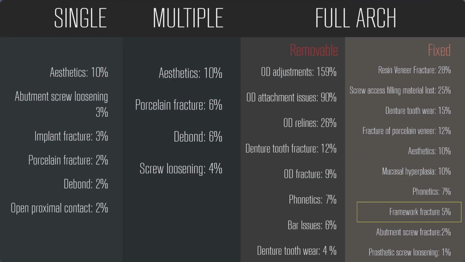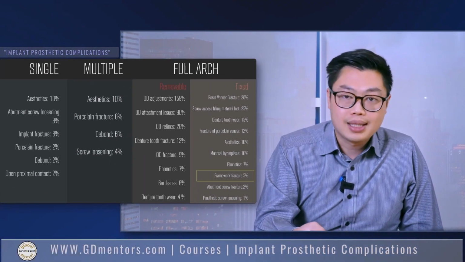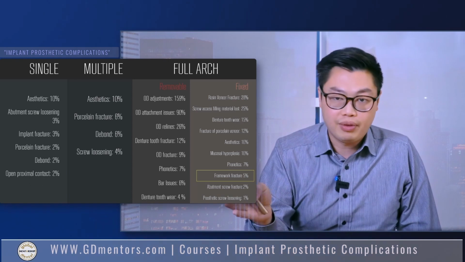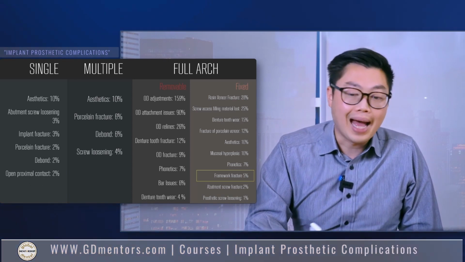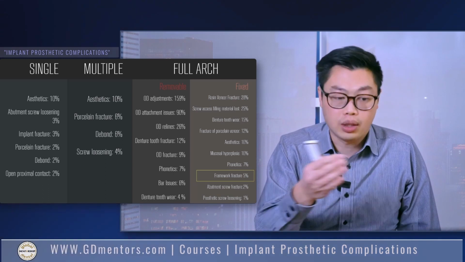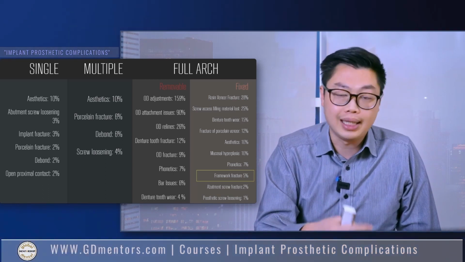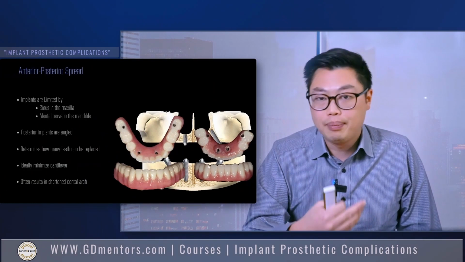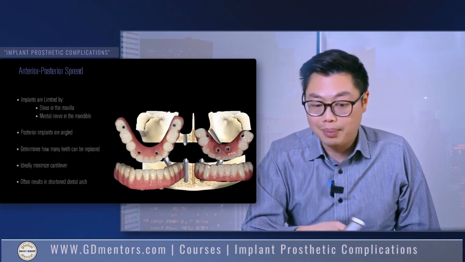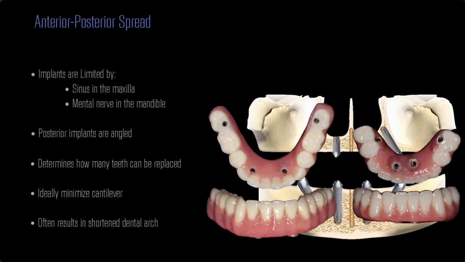So the next complication that occurs around 5% of the time is framework fracture, and that's straight-up fracture of the titanium. This is rare, but I think that's related to the positioning of implants. So we have to look at where the implants need to go biomechanically, right? Obviously in the upper jaw, the implants are usually limited by the sinus. On the lower jaw, they're usually limited by the mandibular nerve. Hence, the implants are angled to avoid that in cases where the posterior regions are deficient in bone.